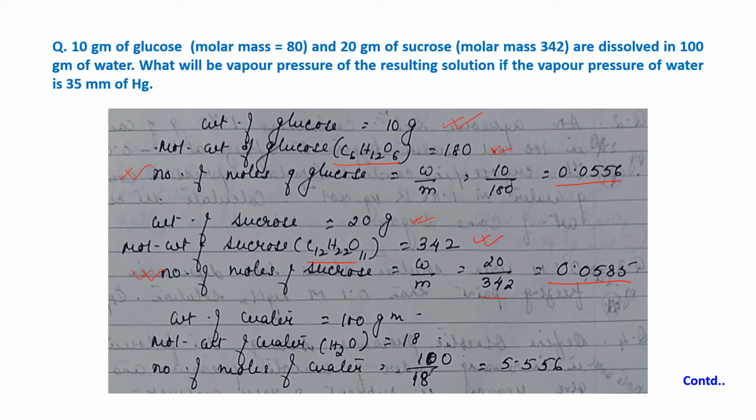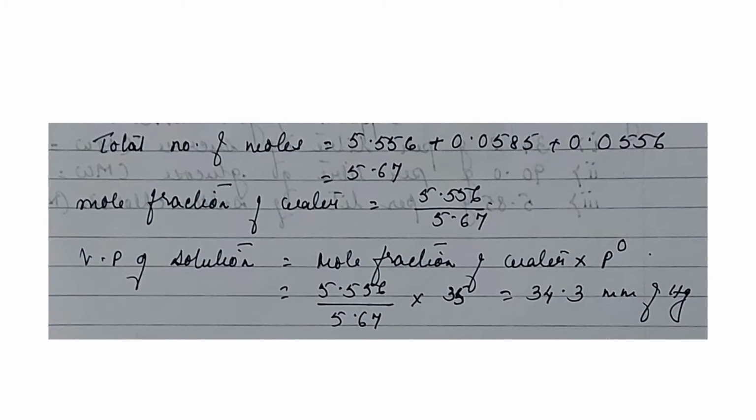Weight of water is 100 gram. It is given, dissolve in 100 gram of water. So weight of water is 100 gram. Molecular weight of water is 18. So number of moles of water is 5.556. Okay. So the total number of moles, just add all these three, we are getting 5.67.